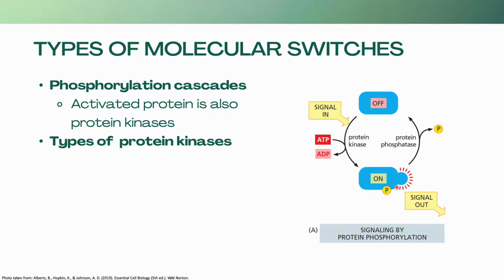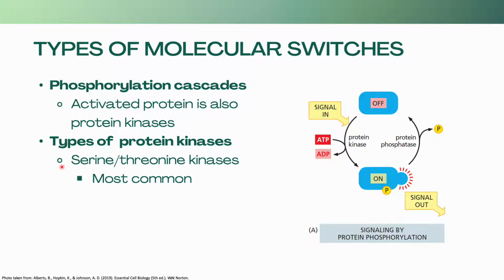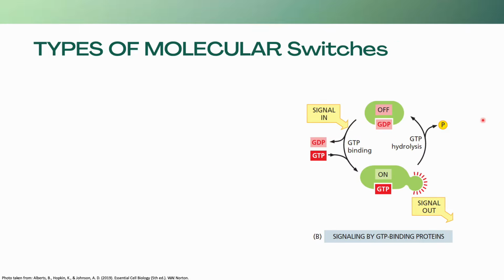There are two types of protein kinases. The first one is called serine-threonine kinases. This one is the most common type of kinase. We classify kinases based on where they attach the phosphate group to, and in the case of serine-threonine kinases, they attach the phosphate to either a serine or a threonine amino acid. The second type of protein kinase is called tyrosine kinases, and instead they attach the phosphate to an amino acid called tyrosine.